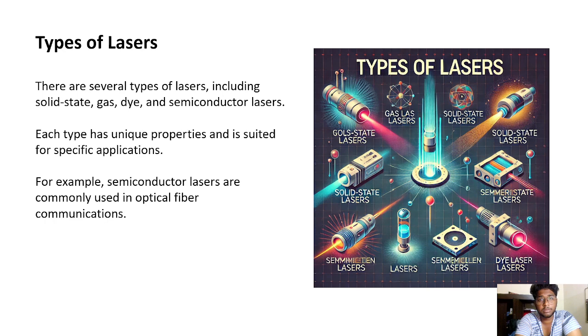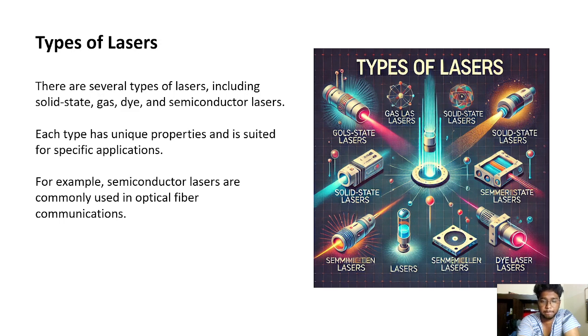Now let's talk about the types of lasers. There are several types, including solid state, gas, dye, and semiconductor lasers. Solid state lasers use a solid medium like crystals, for example ruby crystals. In ruby lasers, the ruby is used as the solid medium for the light to emit.